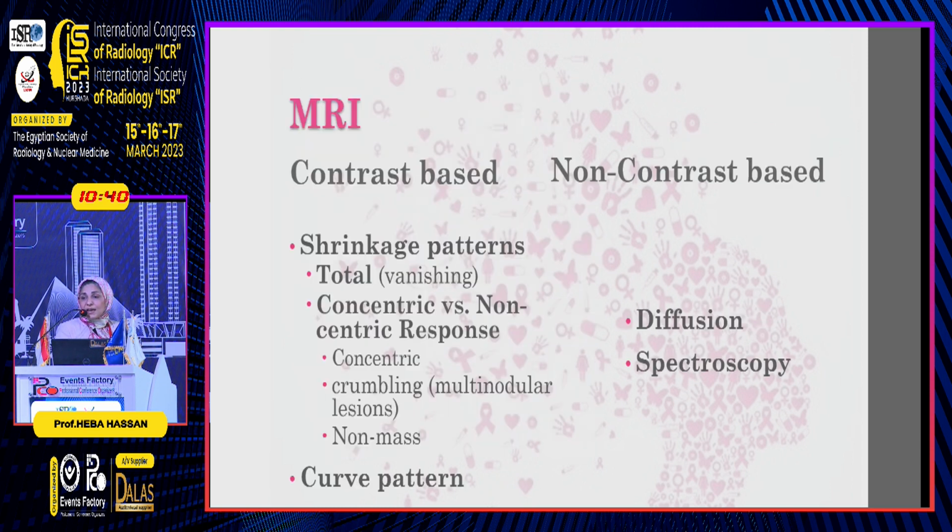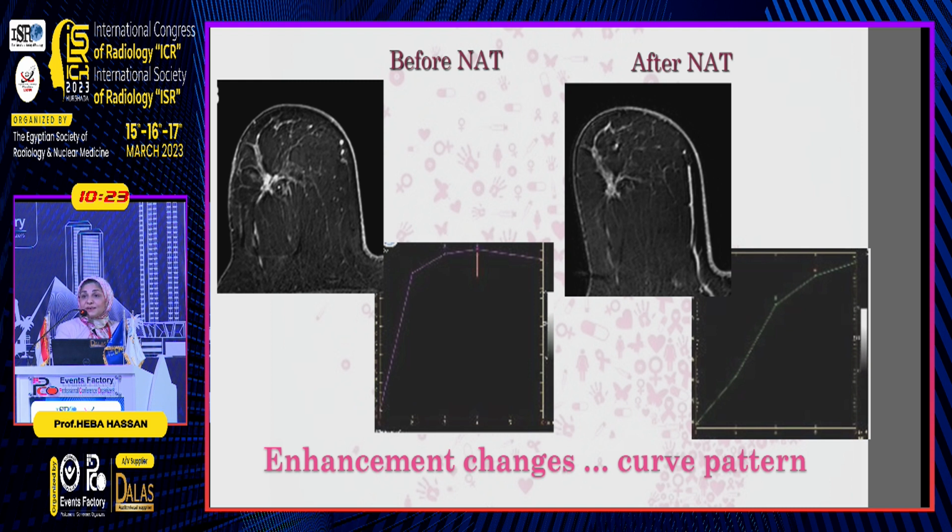In MRI, in addition to the conventional morphological T1 and T2 sequences, we have what we call the contrast and non-contrast based behavioral sequences. And we're going to talk about them by examples better. If you look at the contrast, we would start with the very easy curve pattern. We know that more or less most of the malignant lesions present with a type 3 curve pattern. So if your patient is responding to treatment, the vascularity of the lesion would decrease, and this curve pattern might change even after the first or second cycle of chemotherapy, as you can see that it shifted to a type 1 curve pattern.